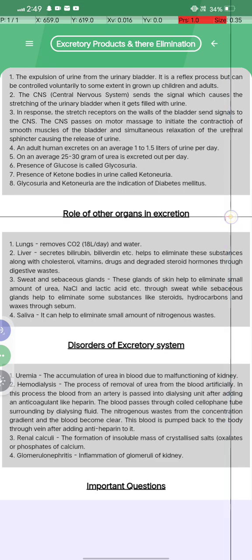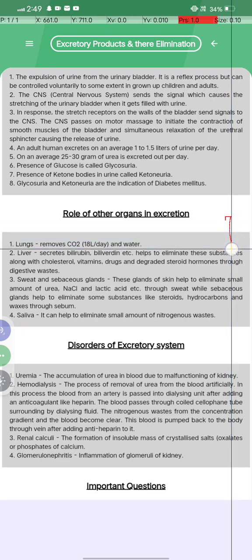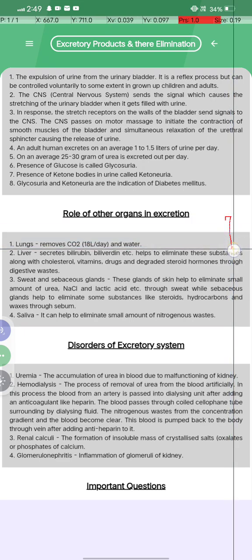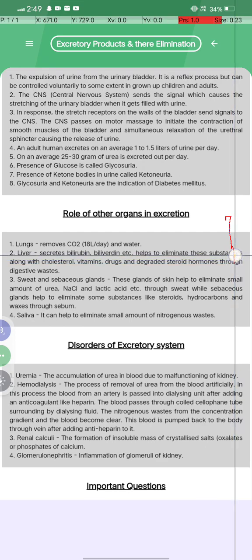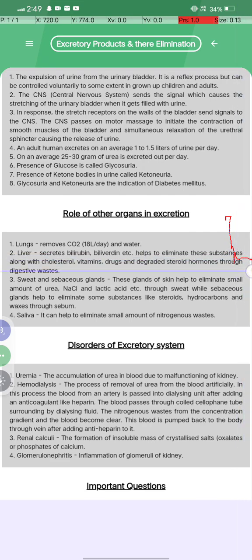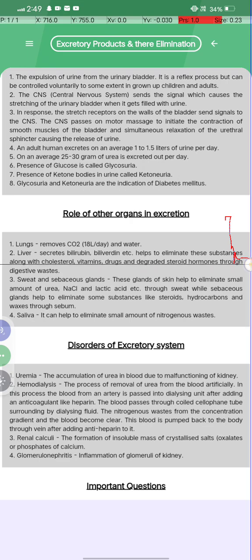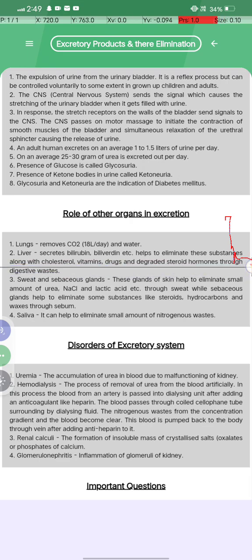Role of other organs in excretion. Lungs remove CO2, about 18 liters per day, and water. The liver secretes bilirubin, biliverdin, etc., which help to eliminate these substances along with cholesterol, vitamins, drugs, and degraded steroids through the digestive enzymes.